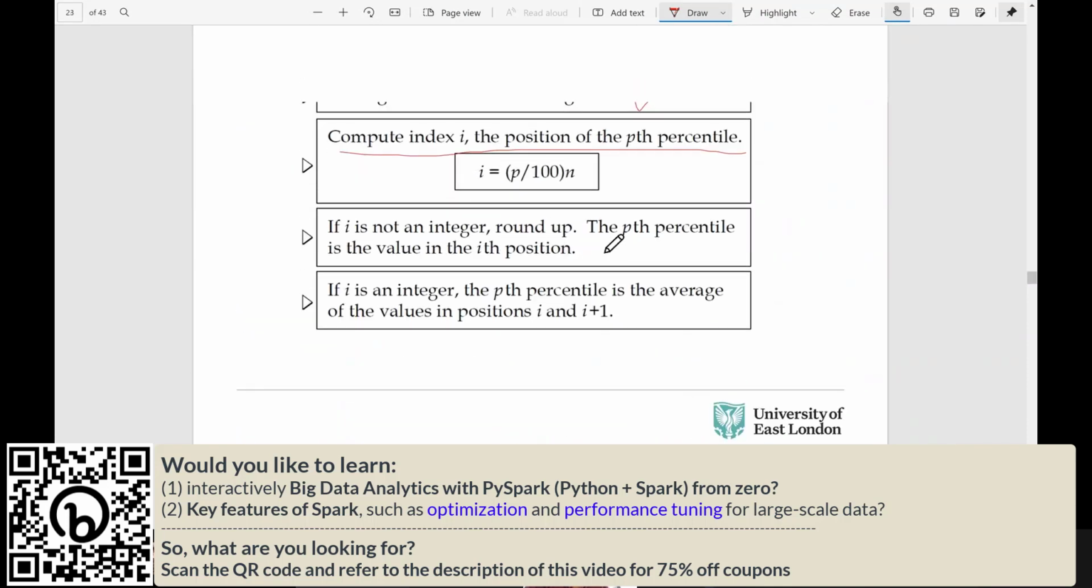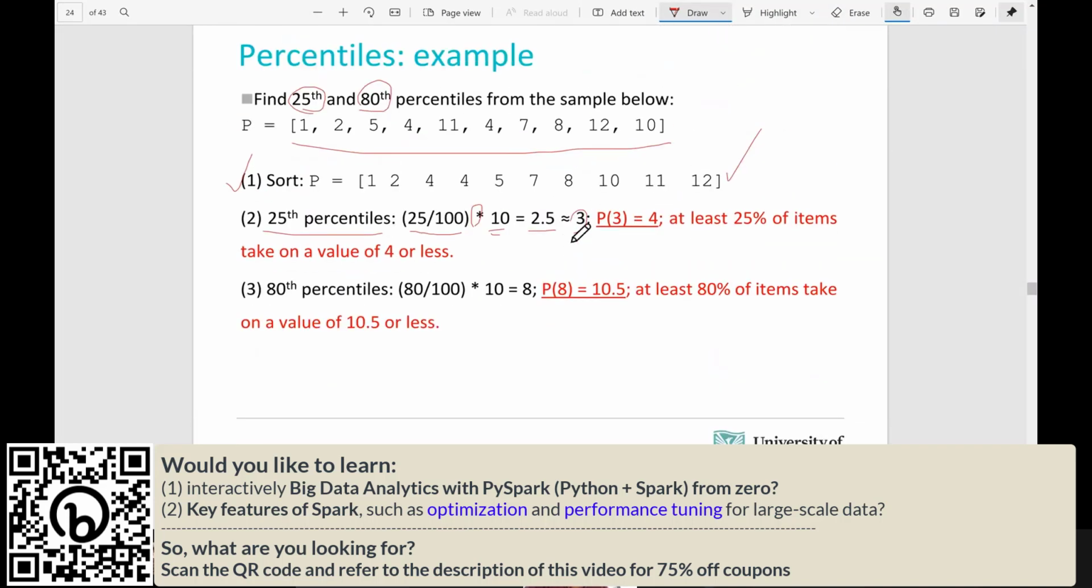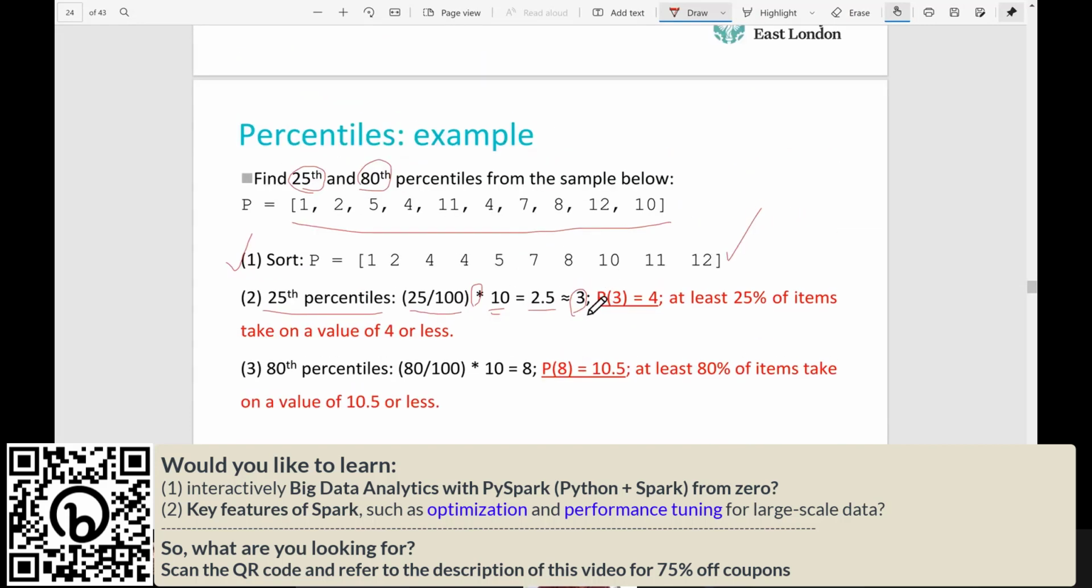So let's check here. If i is not an integer, round it up. It's not an integer, so we round it up to 3. Then you have to find position 3. What is position 3? 1, 2, 3. Position 3 is number 4, meaning P3 is 4. What does it mean? The interpretation is important. It means 25% of items take the number 4 or less than 4. It's really obvious here. Can you see that there are 4 values taking the number 4 or less than 4? 1, 2, 3, 4, 5, 6, 7, 8, 9, 10. So 4 values out of 10 are the number 4 or less than 4. This is exactly 25% of all values. We call it the 25th percentile.